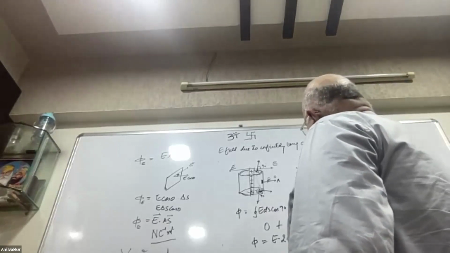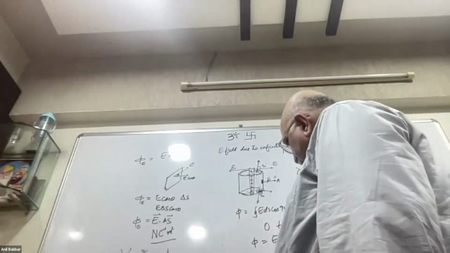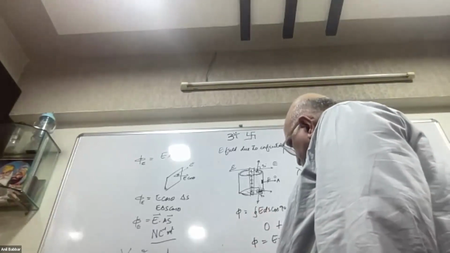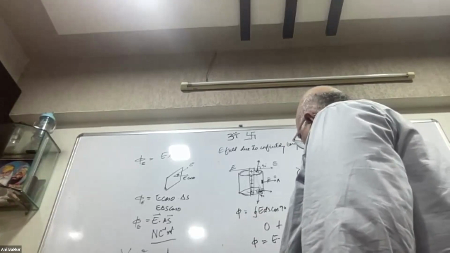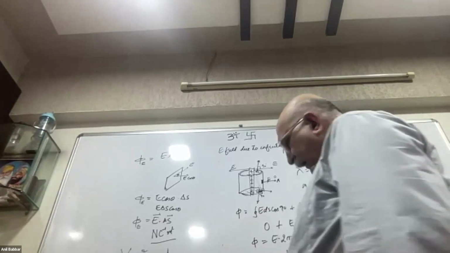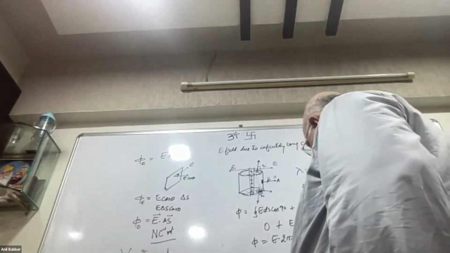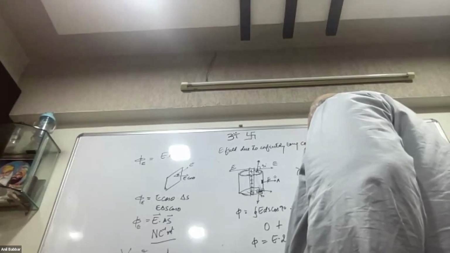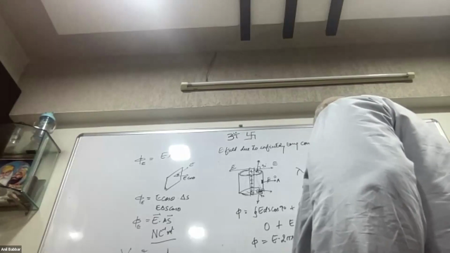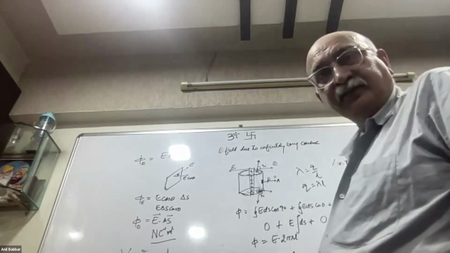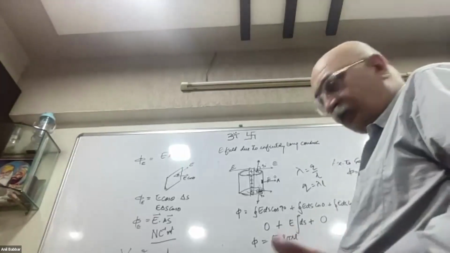So total charge will be lambda times L. Let us replace this Q by lambda L. So we get lambda into L by epsilon naught, this is equal to E 2 pi R L. Right? So electric field will be E is equal to lambda L by epsilon naught into 1 by 2 pi R L. L goes with this. Fine, because this is the same length. We are left with lambda upon 2 pi epsilon naught R.